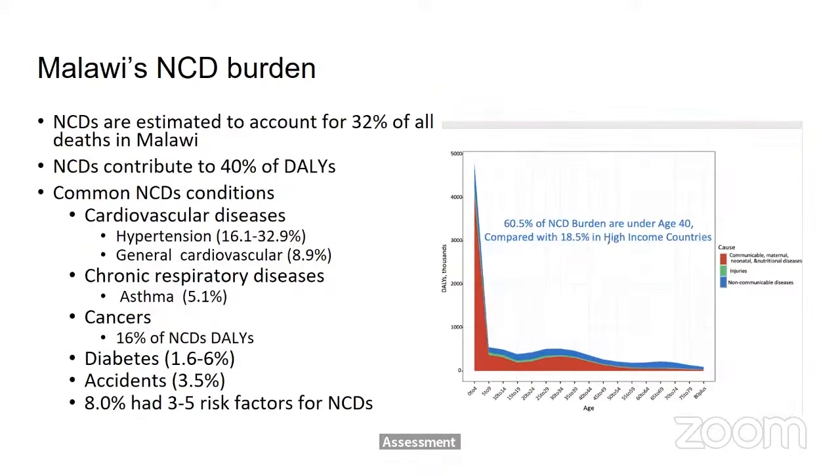This is just a snapshot pertaining to the burden of NCDs in Malawi. Currently, they account for 32% of deaths in Malawi. But from the WHO report that we just had, 2023, down there on the cardiovascular conditions, you have hypertension.